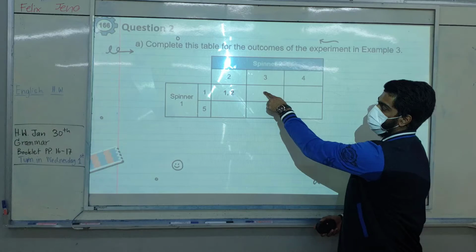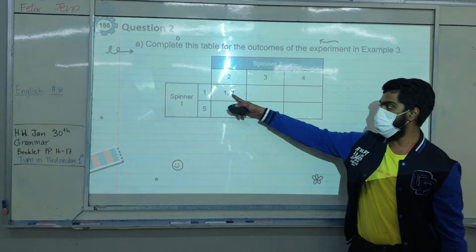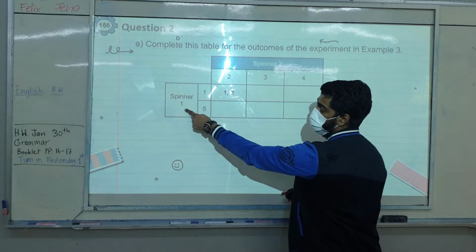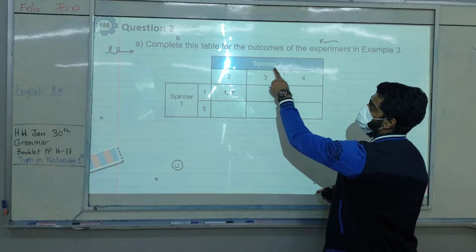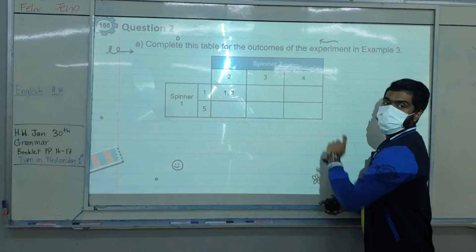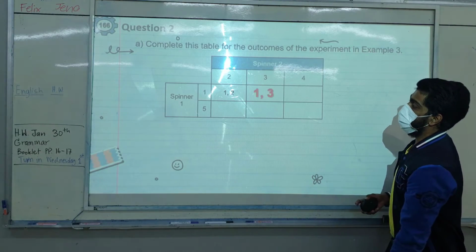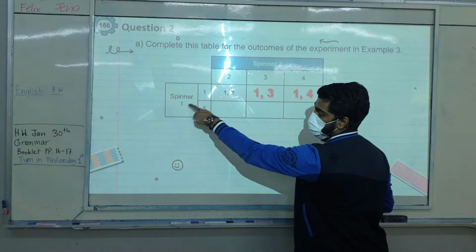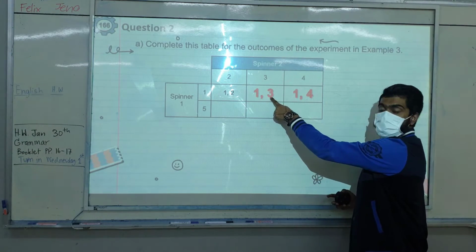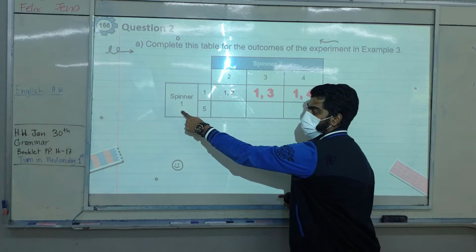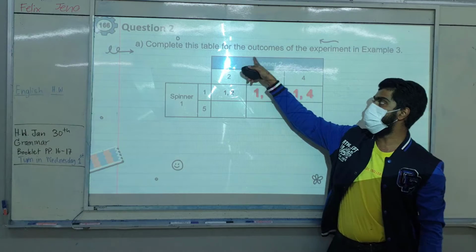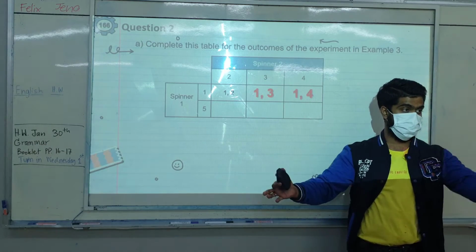So what will this be? The first one is 1 and 2, right? We can get 1 from spinner number 1 and we can get 2 from spinner number 2, alright? Now what about this one? 1, 3. We can get 1 from spinner number 1 and we can get 3 from spinner number 2, okay? The next one, we can get 1 from spinner number 1 and we can get 4 from spinner number 2. Following that, very good.